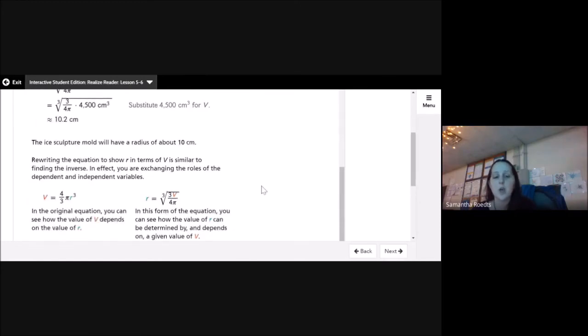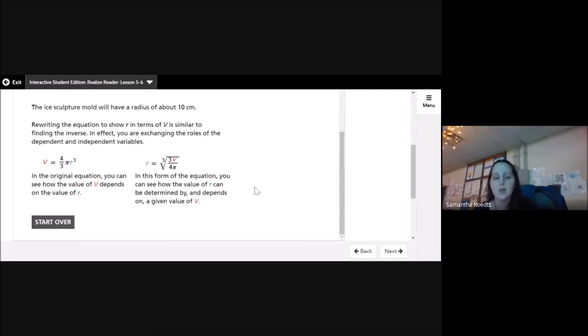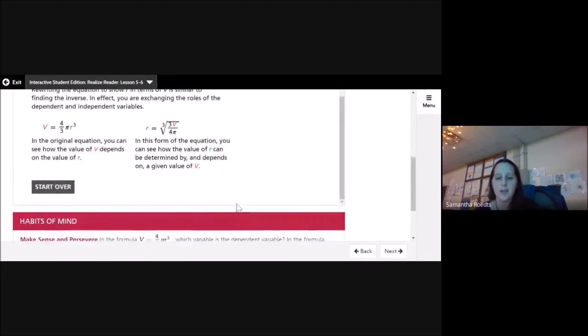Rewriting the equation to show r in terms of v is similar to finding the inverse. In effect, you're exchanging the roles of the dependent and independent variables. In the original equation, you can see how the value of v depends on the value of r. In this form of the equation, you can see how the value of r can be determined by and depends on a given value of v.